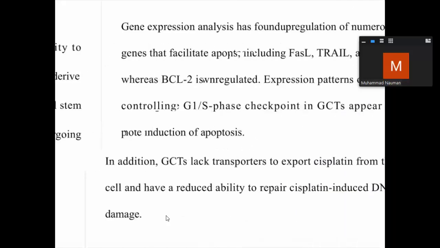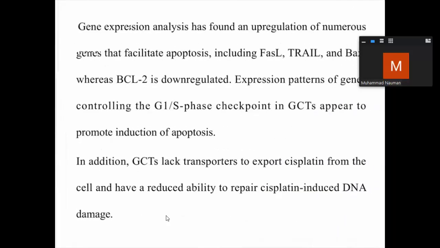Thanks. Now we are going to talk about some genes. Gene expression analysis has found an upregulation of numerous genes that facilitate apoptosis. Now I'm going to point out the genes which facilitate the success of cisplatin-based chemotherapy in the testicular germ cell tumor. Gene expression analysis found upregulation of numerous genes that facilitate apoptosis, including FAS ligand, IL, and PAX, whereas BCL2 is downregulated.